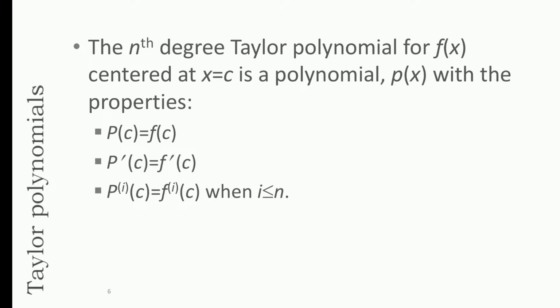And the property that it holds is that it is a perfect match to the function at that point, up to whatever degree you're producing the polynomial. What that means is that it'll be exactly the same function value, exactly the same slope, exactly the same second, third, fourth derivative, up to whatever degree the polynomial is. So that's what's so special about this.